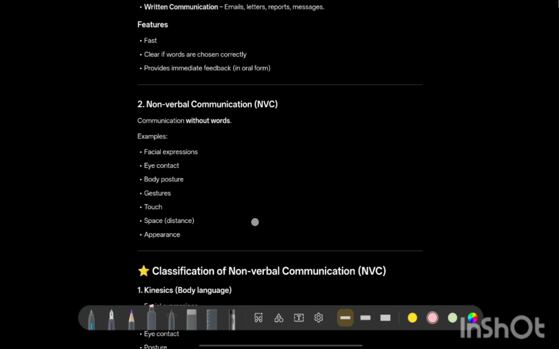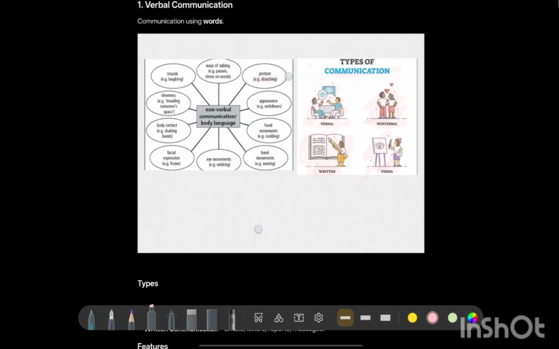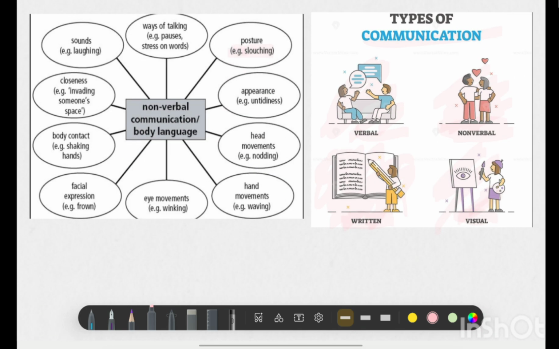If we talk about non-verbal, it is communication without words, which includes facial expression, eye contact, body posture, gesture, touch, space, distance, and appearance. If you see this image, I have talked about posture. Slouching is an example we have given. If you don't know the meaning of slouching, I'll explain it.